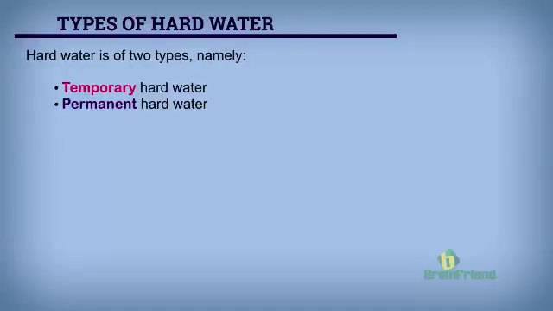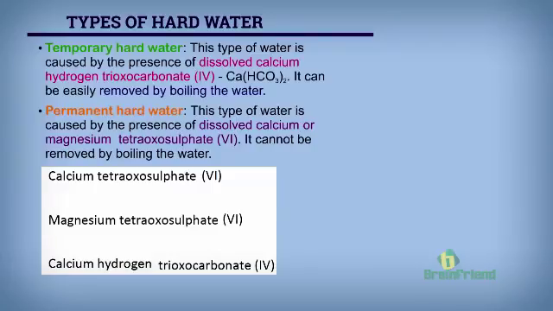There are two types of hard water. We have the temporary hard water and the permanent hard water. We are going to be looking at the salts that cause both of them. For temporary hard water, this type of hardness is caused by the presence of dissolved calcium hydrogen trioxocarbonate (IV), which is specifically this salt. Okay?